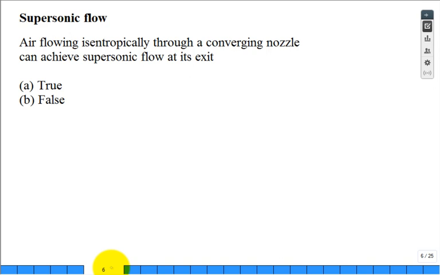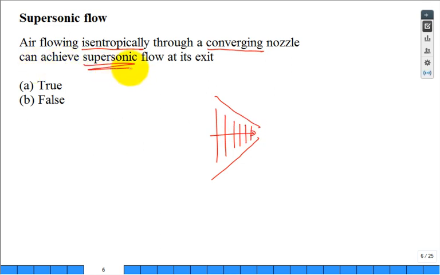Supersonic flow. Air flowing isentropically. Okay, all of our flows except for when there's a shock, so all of our flows are going to be isentropic, through a converging nozzle. That's the only thing we've studied so far. The cross-sectional area is getting smaller for the flow. Can a converging nozzle achieve supersonic flow at the exit?